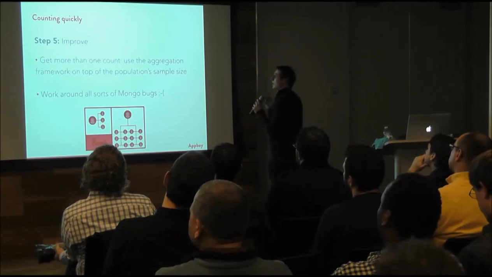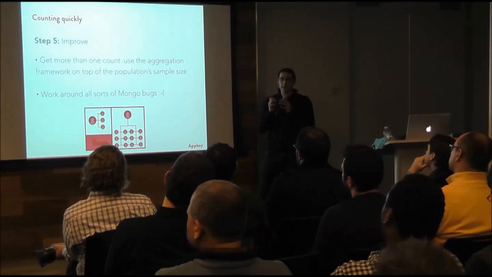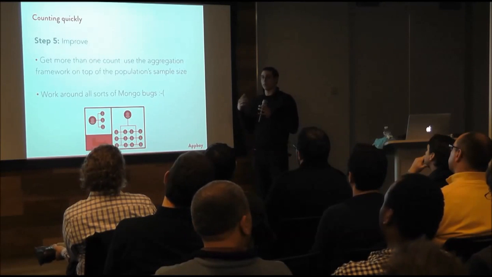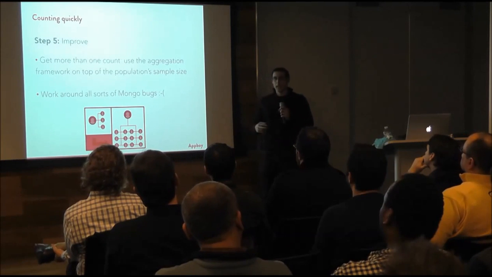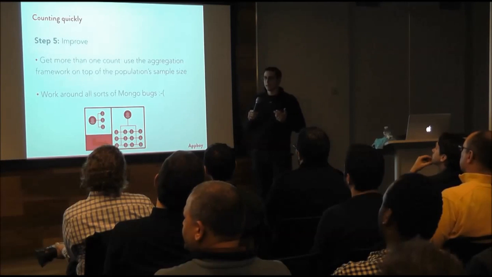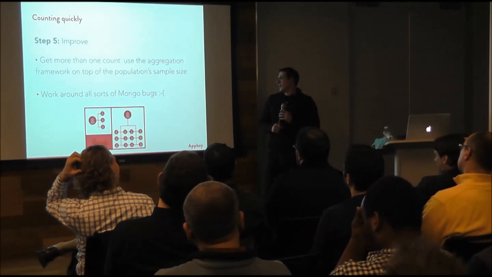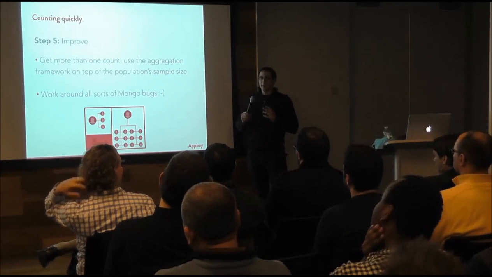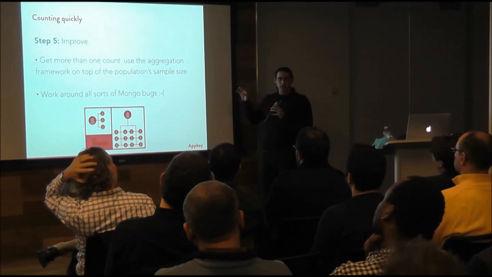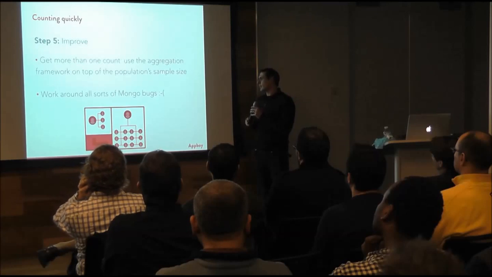And then lastly, you can improve on this. You can get more than one count. The thing that I showed you just was how to get the number of users that match that query. But remember that we want to know other things. How many of them can we reach by email? How much money do they spend? How many can we reach via push? So you can use the aggregation framework on top of this to get more answers to your questions. Though once you start getting into here, there are going to be a lot of Mongo bugs that you run into. So buyer beware. The depths of this Mongo scaling stuff can get a little complicated.